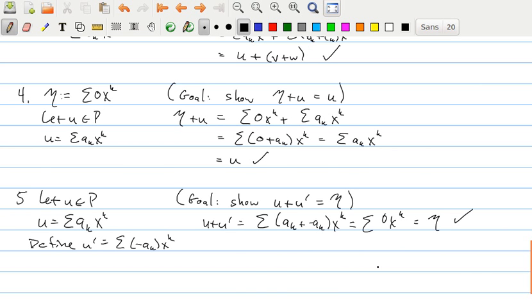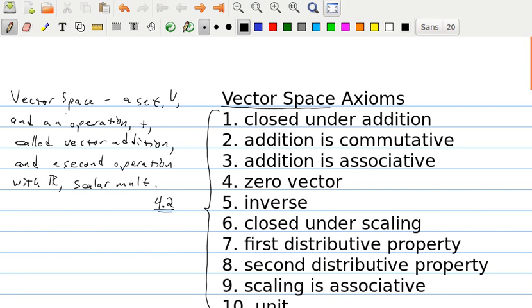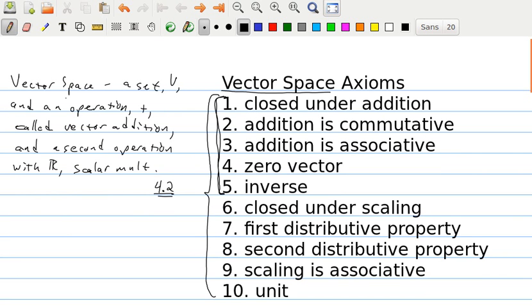Therefore, axiom 5, the inverse axiom, holds. So we've gotten through the first 5. The first 5 all deal with just addition. These are all properties of the vector addition as defined on the vector space. The last 6 involve scalar multiplication on one level or another. So we've done the first 5. Next up, we want to show that this is closed under scalar multiplication.